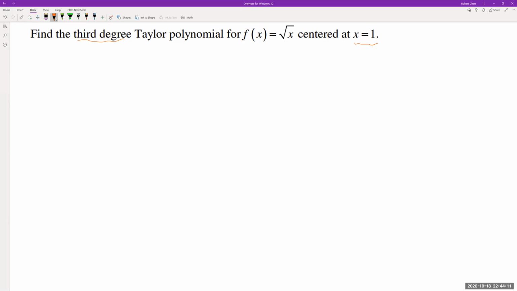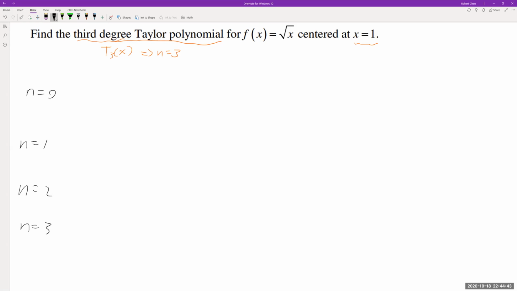The third degree Taylor polynomial, we usually denote using a capital T and then a lowercase 3 of x. Capital T means Taylor series expansion, and the 3 means up to power 3. So power 3 means we want to get to n equals 3. So we need to start with n equals 0, 1, 2, and 3. All right, so let's do that.